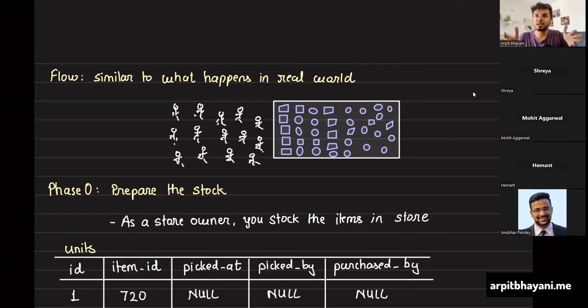A store owner typically fills the store with stock, right? And puts up a board: hey, I have a sale, 90% off, everyone come, I'll open the gates at 10 a.m. So the first step for you as a shop owner is to fill your entire inventory with items, the exact ones that you are selling. Let's say this is a Xiaomi store.